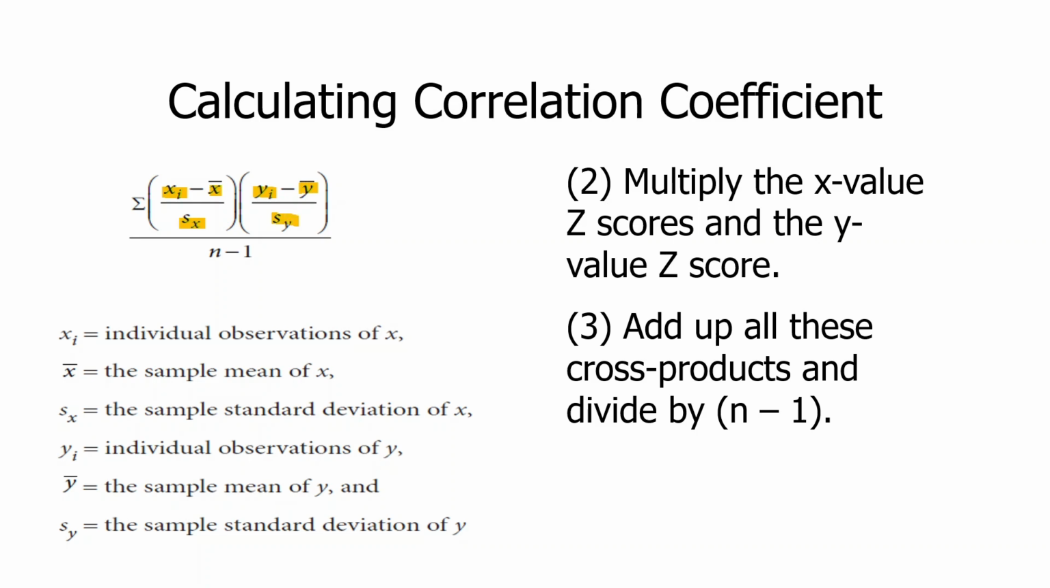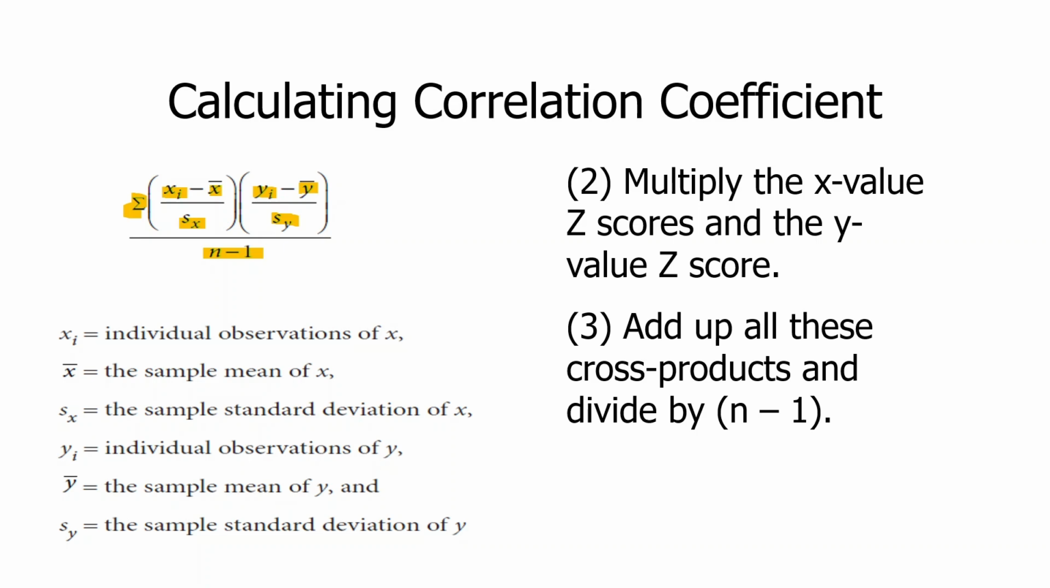So the formula says to do that for each case and to multiply those, getting what are called cross products, add all those cross products up, and then derive the average, more specifically, divide by the number of cases minus 1, n minus 1. And when you do that, you get the correlation coefficient.